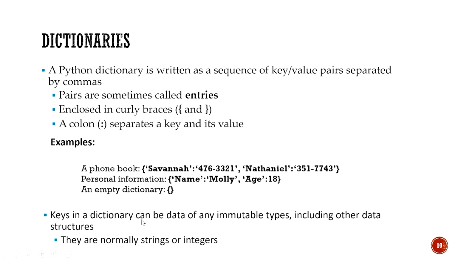Keys in a dictionary can be data of any immutable type, including other data structures. So keys can be a string, can be integers, can be fractional values or floats, but they are normally strings or integers or a combination.